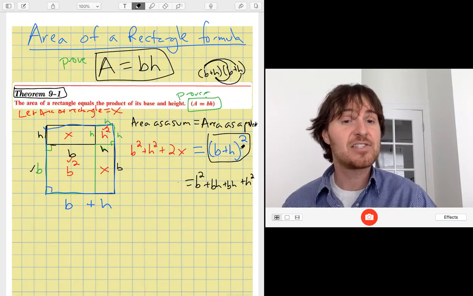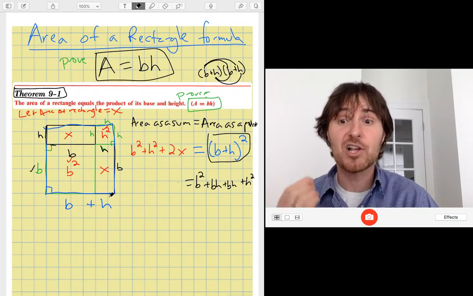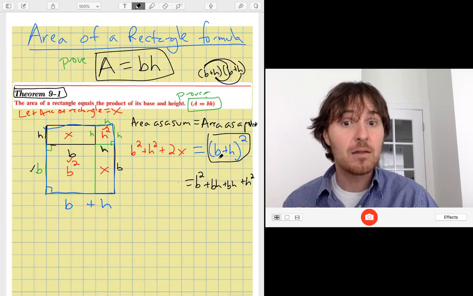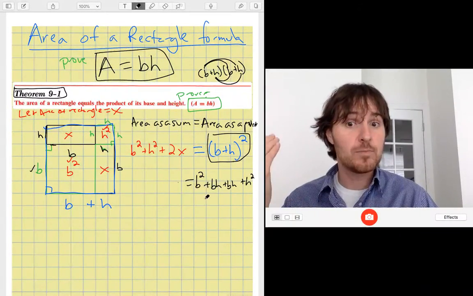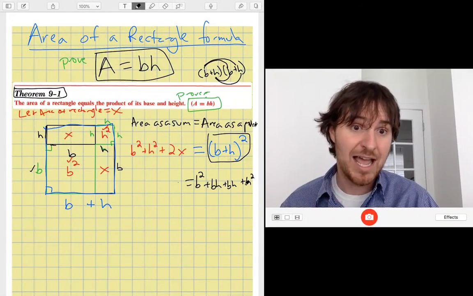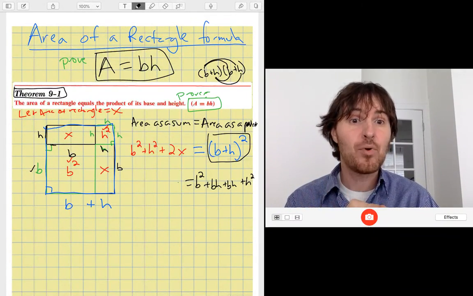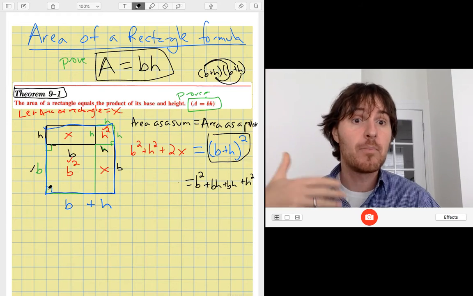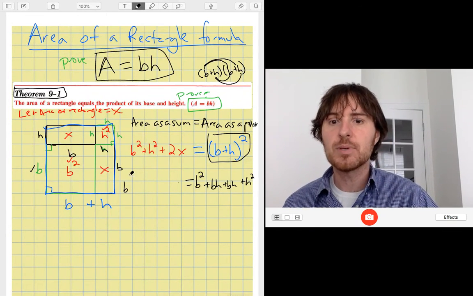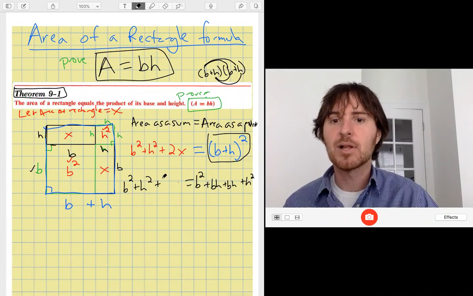So I have this. This is another way to rewrite this from the square postulate. B plus h times b plus h, once we multiply it, b plus h squared, is equivalent to b squared plus bh plus h squared. And it's also areas of product is the same as areas of sum of the component parts of the square. So that is equal to b squared plus h squared plus 2x. Okay? So now I have an equation.